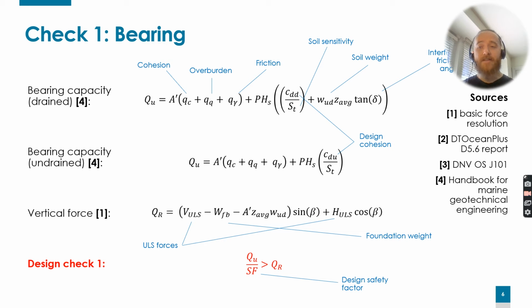Our applied loads then are the sum of our vertical forces, and we use our user-defined safety factor to make sure that the effective capacity is greater than these applied loads. If it is, we can proceed to the next design check, but if not, we can go back, adjust our foundation spec, and try again.